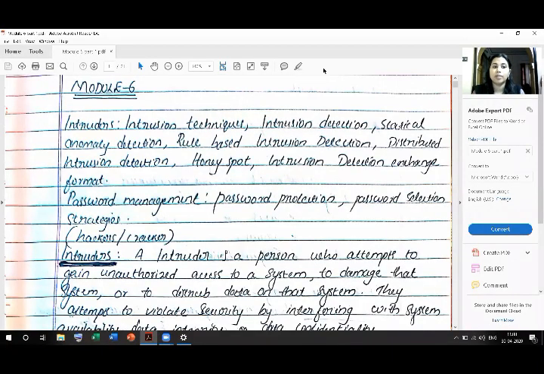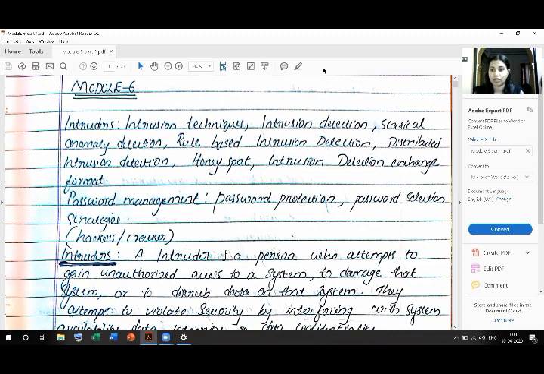Hi, today I'm going to discuss Module 6. Module 6 mainly covers intrusion techniques and intrusion detection. Intrusion detection has mainly two types, statistical anomaly detection and rule-based intrusion detection, as well as distributed intrusion detection, honeypot intrusion detection, exchange format, and password management.